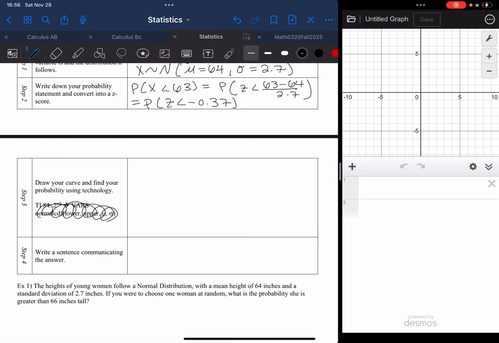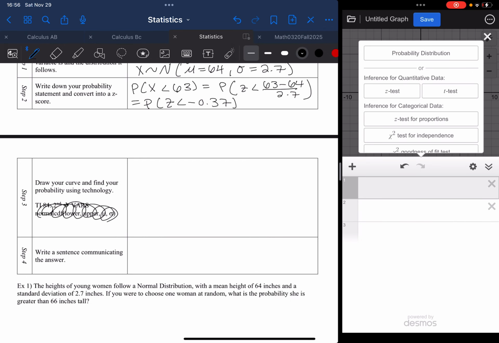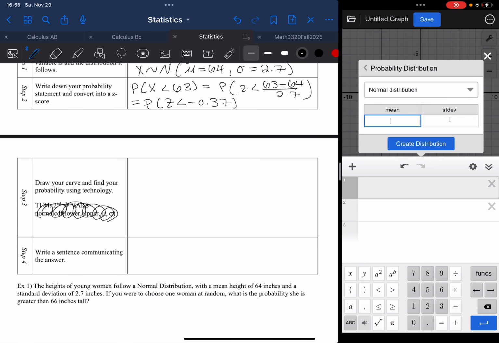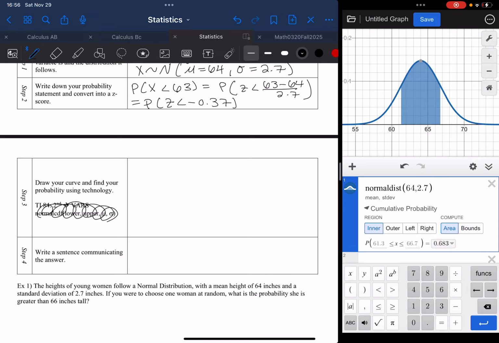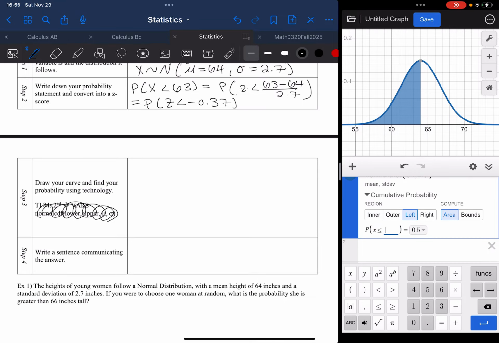Okay, so in order to solve this, I'm going to go to Desmos. I'm going to hit on this plus sign. I'm going to go to inference, add probability distribution, and in the normal distribution, I am going to type in our mean and standard deviation. So 64 and 2.7. Then I'm going to click on this drop down right here, and we want x is less than 63, so that's the left region. And then we type in 63, and we get our answer. Notice we didn't even use the z-score.